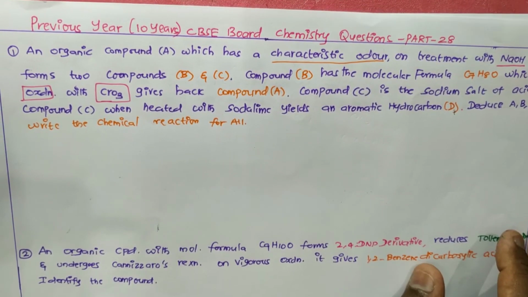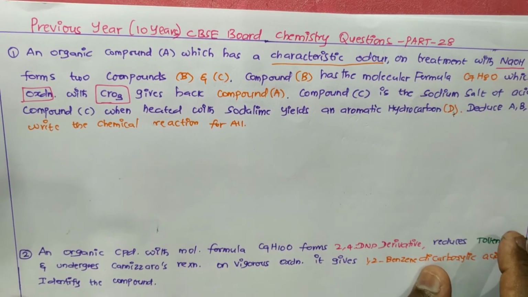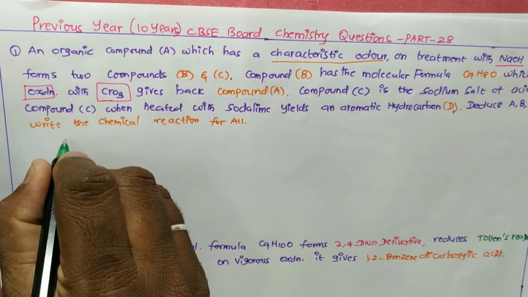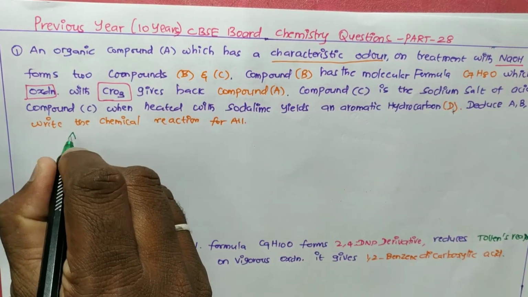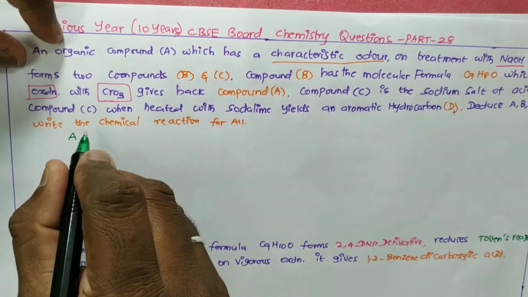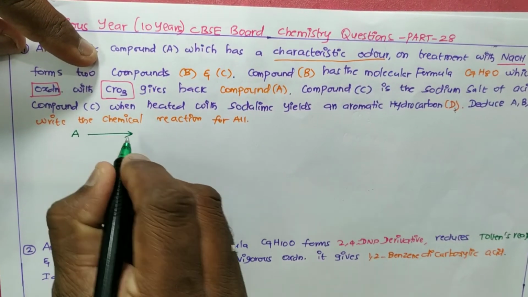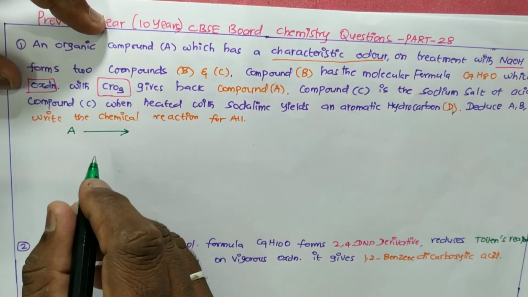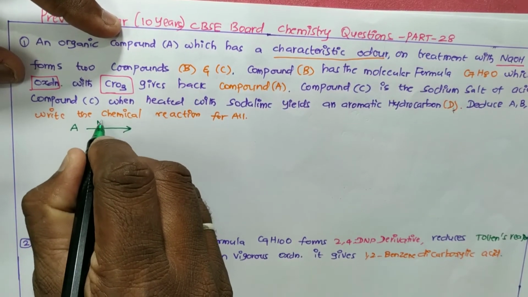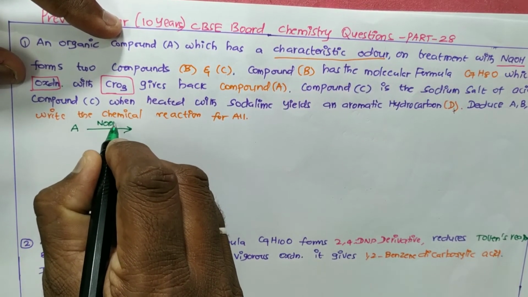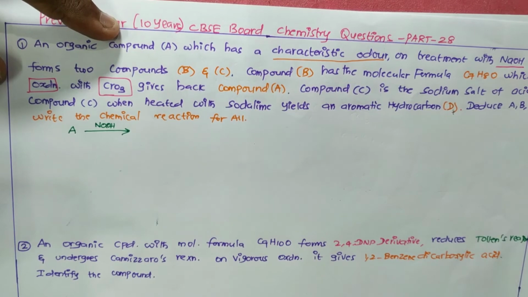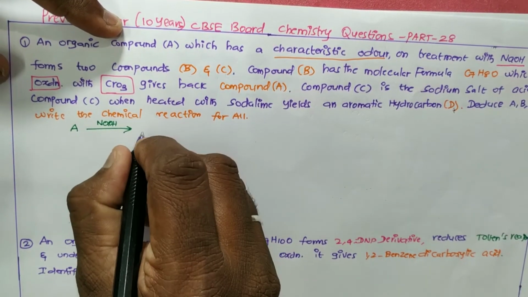First of all, whenever a question comes like this, we have to frame a chart. So we have to write the chart. Compound A is given, and it has some characteristic odor. It is treated with NaOH and forms compounds B and C.